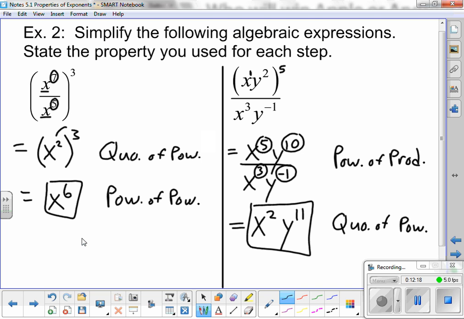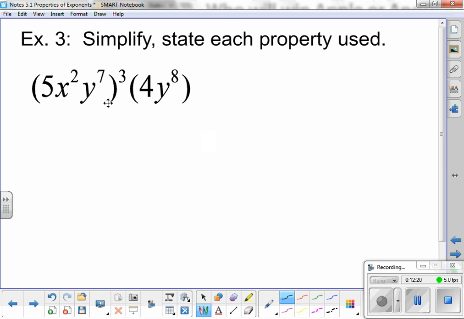All right. Let's try another, a little bit more complex one here. So like before, we should probably put some ones on here just to make sure that we hit everything. So this is 5 to the first power, x to the second, y to the 7th, 4 to the first power. Now there's nothing on the outside of this one, so I could put a 1 out here also, just so I can distribute it to get rid of these parentheses.